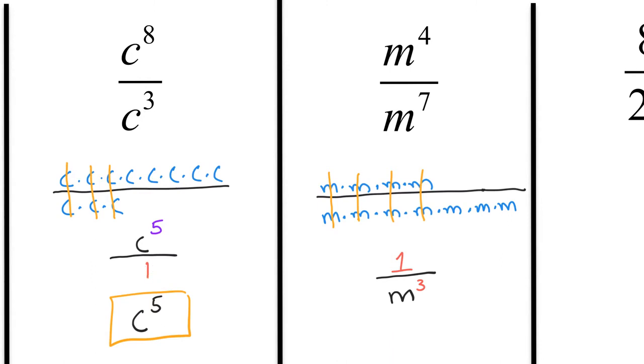So in a fraction, you don't need the 1 on the bottom because we know that any number that doesn't have a fraction is actually divisible by 1. So we don't need it. So my answer here is c to the 5th power because the variables were on the top of the fraction. Over here, my answer is actually 1 over m to the 3rd power. So I'm going to put a box right here.